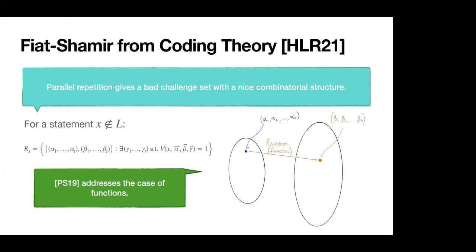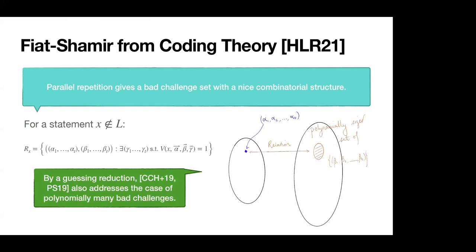And the work of PS19 closes the case of this, using the hardness of LWE, for the case of functions, namely circuits. In particular, what I mean by that is if the relation is a function, meaning for every alpha 1 through alpha T there's at most one bad challenge, beta 1 through beta T, then the work of PS19 addresses this case, where we can instantiate a correlation intractable hash family for this relation from the hardness of LWE. And by a guessing reduction, it also addresses the case of polynomially many bad challenges, where for every alpha 1 through alpha T first round message, there are only polynomially many beta 1 through beta T.